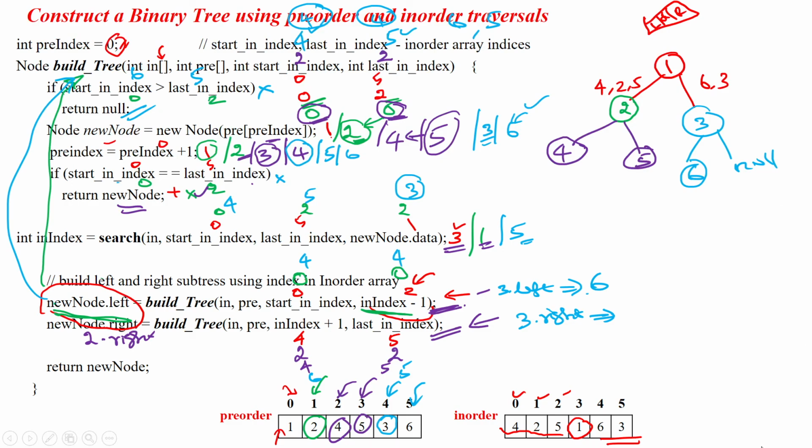So this is the procedure to construct the binary tree by using in order and post order tree traversal.